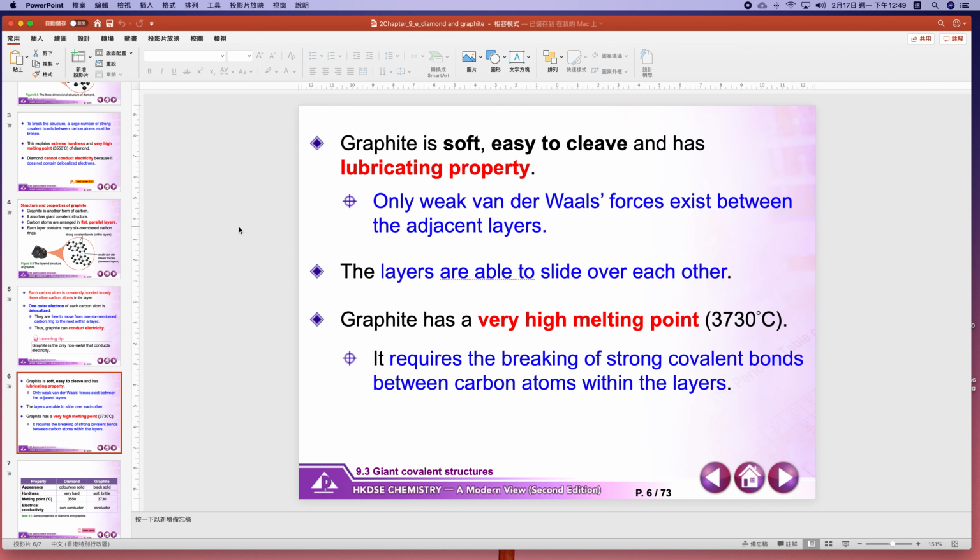On the other hand, as we know, we can find graphite in pencils. Why do we use graphite in pencils? Because when we write, the graphite can be left on the paper very easily. So that's why, if we refer to the properties of graphite, we can say it is soft and easy to cleave, and has lubricating properties.